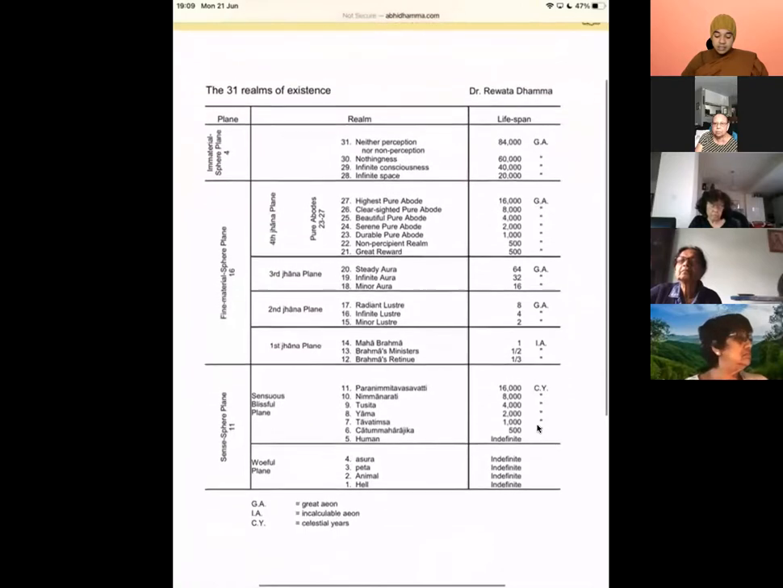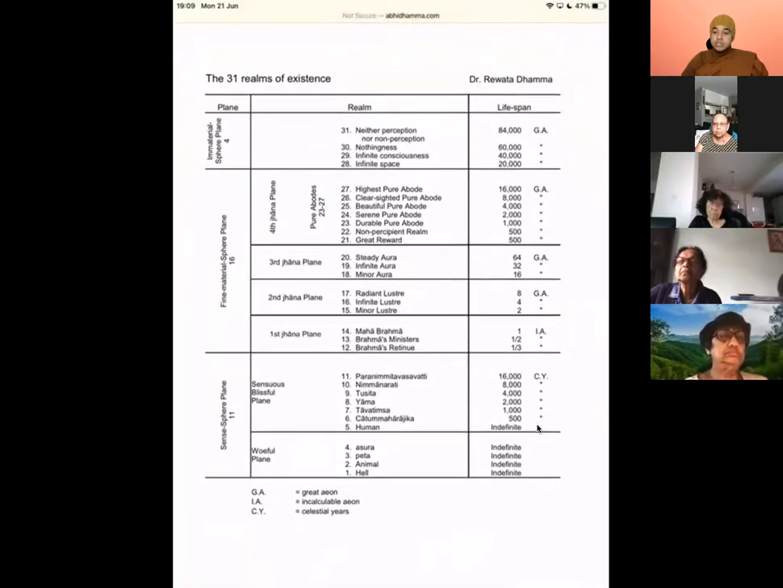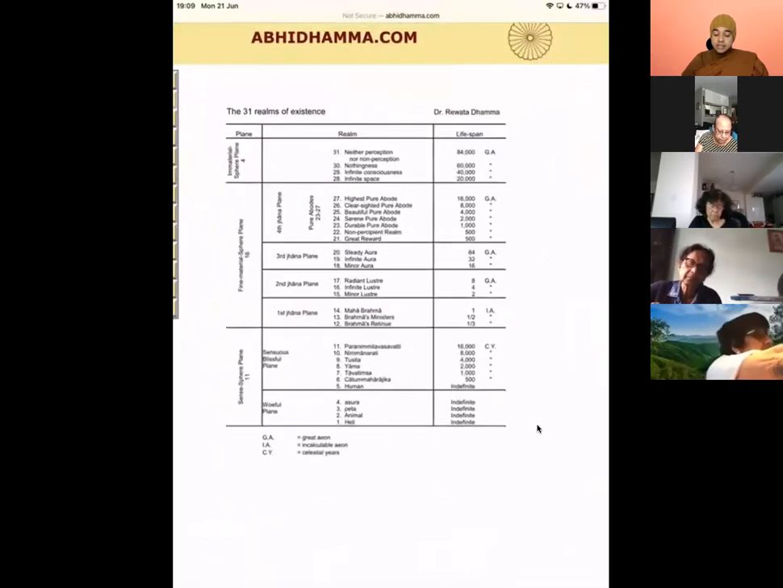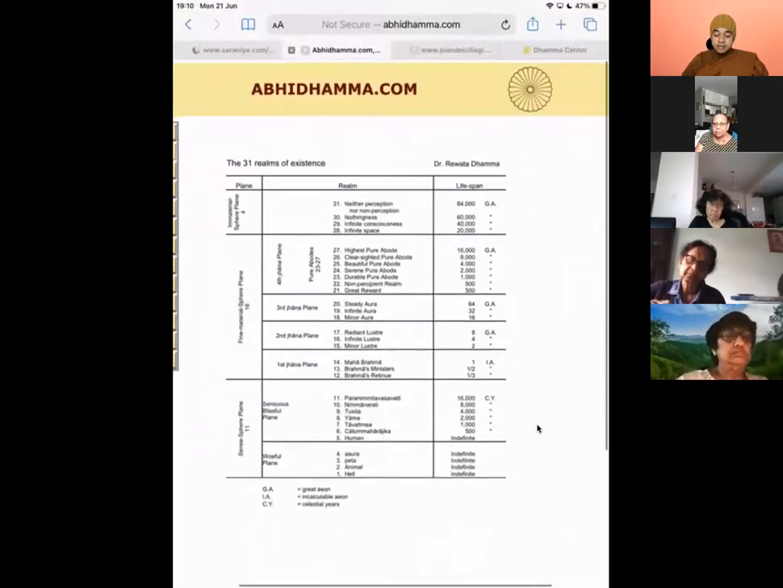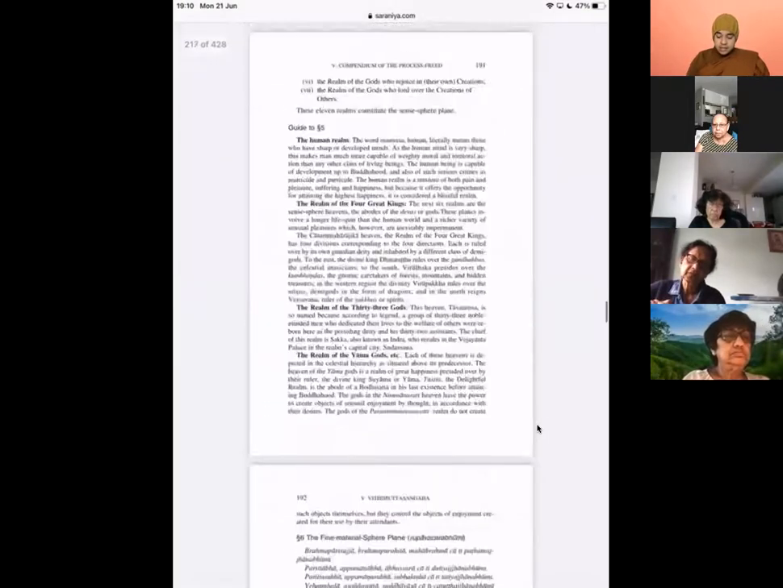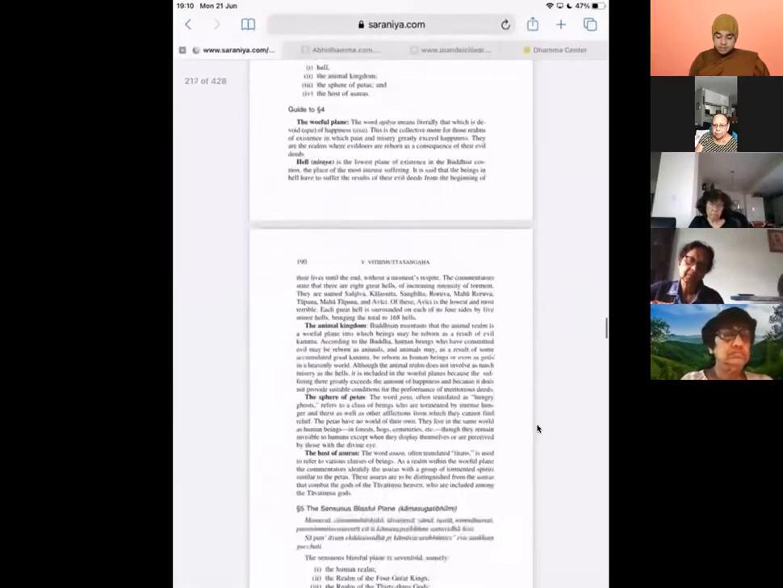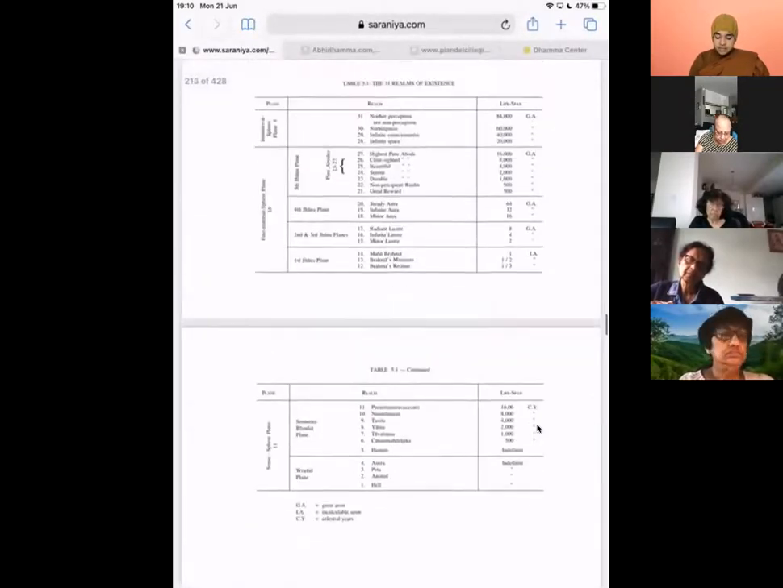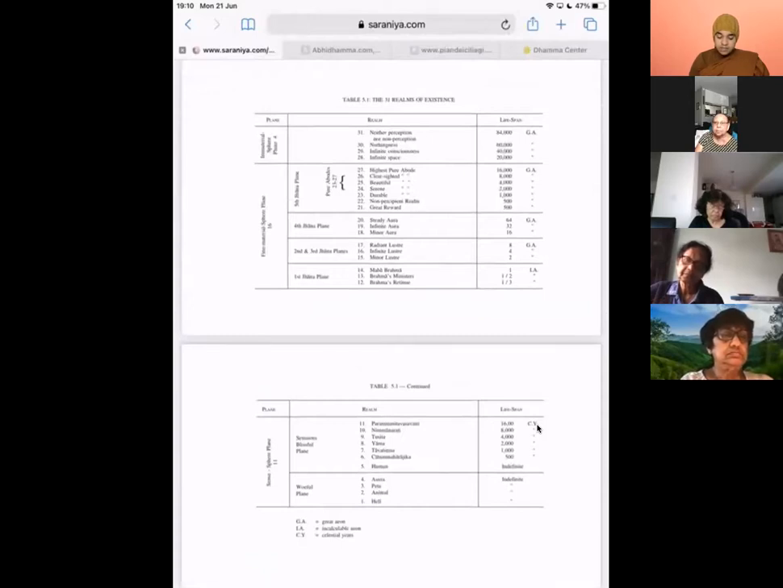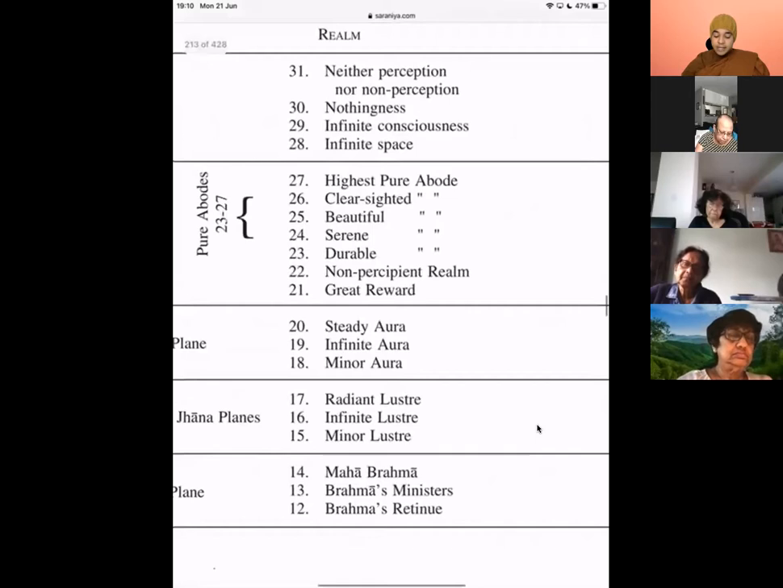According to this chart, the pure abodes were seen to be combined together. If we look at the 31 planes of existence, and here now we have 15, do we get the 15 out of this if we count? 1, 2, 3, 4, 5, 6, 7, 8, 9, 10, 11, 12, 13, 14, 15, 16. Here the pure abodes, these 2, the 27 and the 26, are combined together, which makes it 6 here.